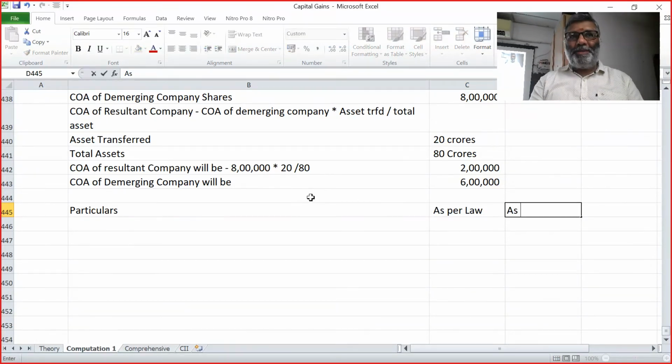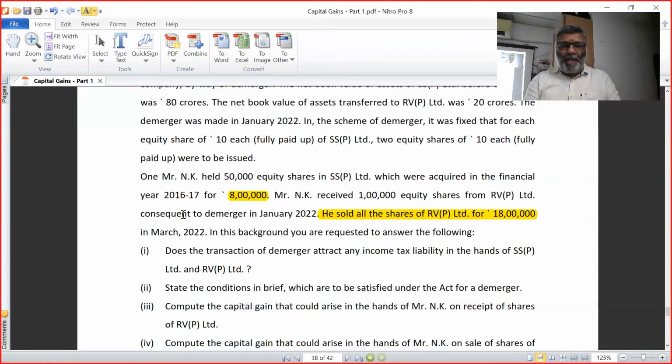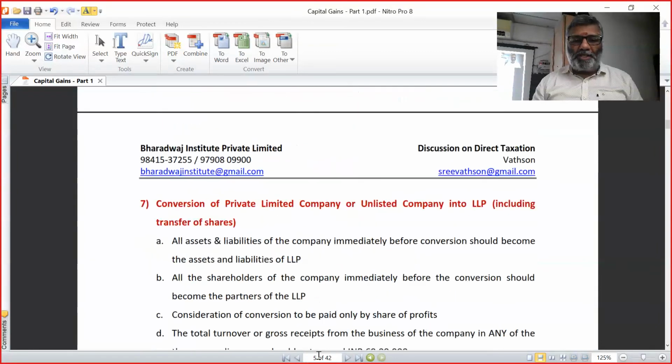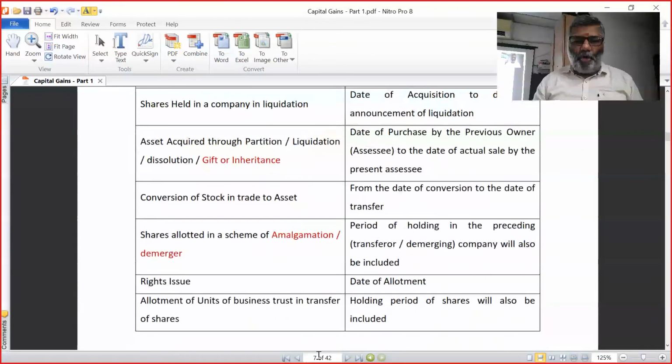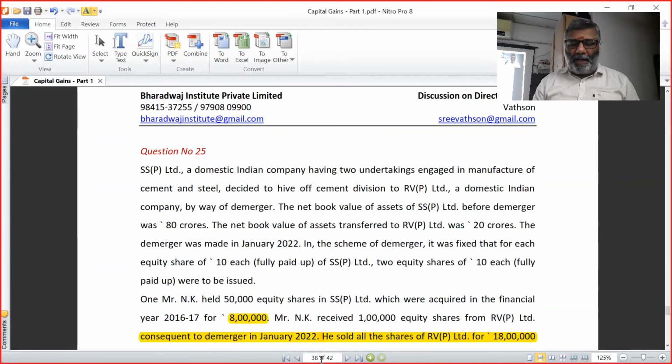You will be right as per law, as per Manjula Jesha. If you have done like this, you are right. Why? Because as per law, the demerger happened only in 2022. As per Manjula Jesha, it is a long-term capital asset because for computing the period, I will take the previous owner's period also. Somewhere we saw in the first itself what is deemed holding period: shares allotted in a scheme of amalgamation or demerger, the period of holding of the preceding company will also be included. So no doubt it is a long-term capital asset.